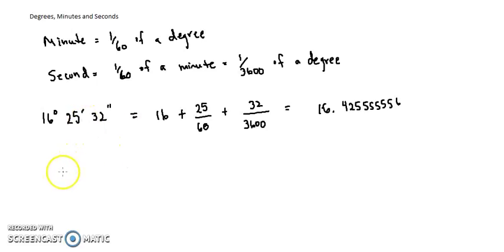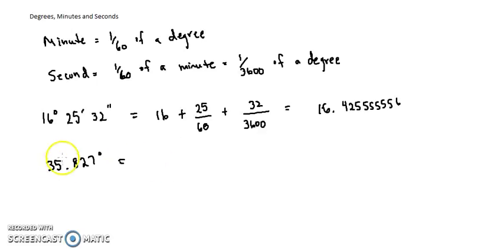Okay? Now, if we want to do the other direction, we have a decimal and we want to convert it to degrees, minutes, seconds, we can't do it this exact way because we don't know which part is going to be over 60 and which part's going to be over 3600. So it's a little bit different going the other direction. So let's say we have 35.827, and this is our decimal form of degrees, and we want to change it to degrees, minutes, seconds.